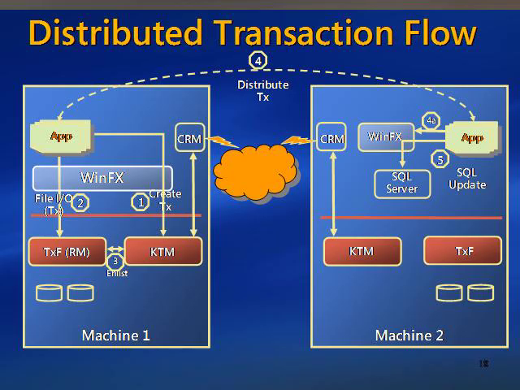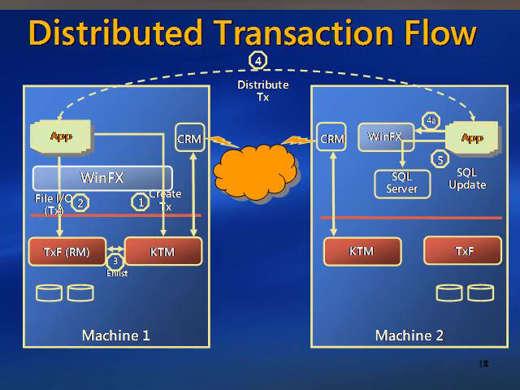So let's just see a distributed transaction flow. How would you avail of the services of the KTM, both locally, and then how do you go across different machines? So let's say you've written an app, resides in user mode. The app decides to perform some instructions or execute some operations that are transactional within the context of a transaction.